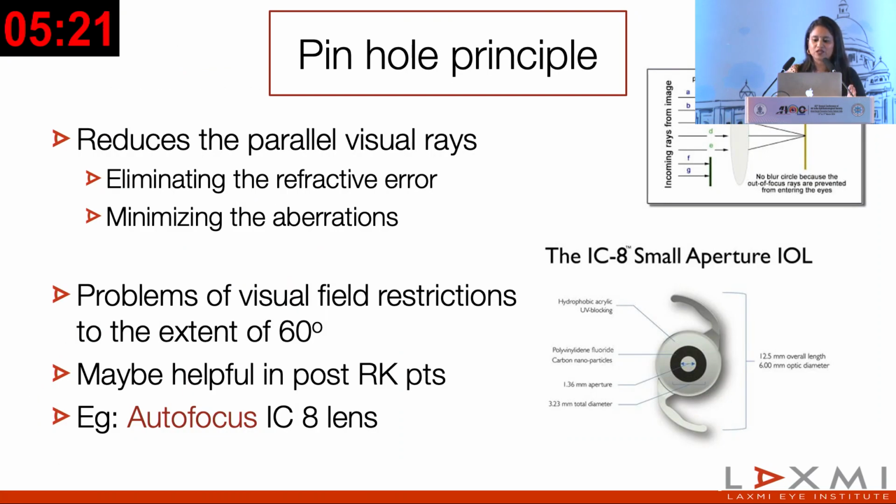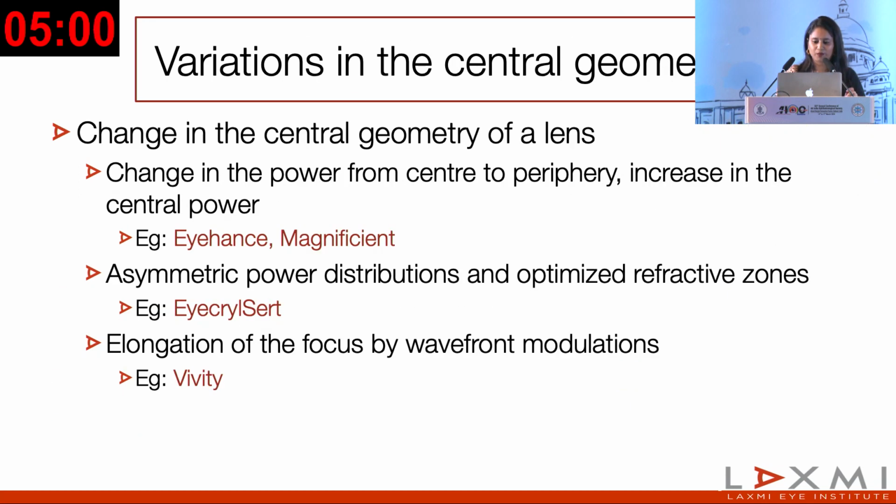Some lenses use a pinhole principle, which reduces the parallel visual rays, thereby eliminating the refractive error and even the aberrations. But the drawback here is that it causes visual field restrictions. I think it may have a role in certain post-RK patients, where it could in fact improve visual quality, but this principle of EDOFs is not really so popular anymore.